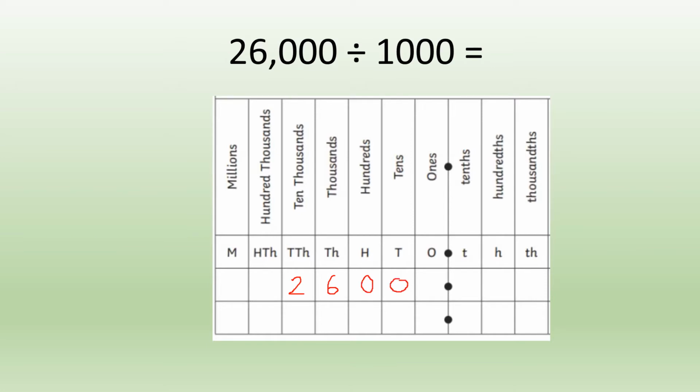Because we're dividing by 1,000, we're moving each digit 1, 2, 3 places to the right. The zeros also move to the right. So you could write 26.000, but since there's nothing to show after the decimal point, we don't need to write it. So my answer is 26.